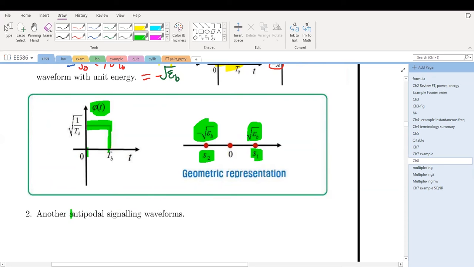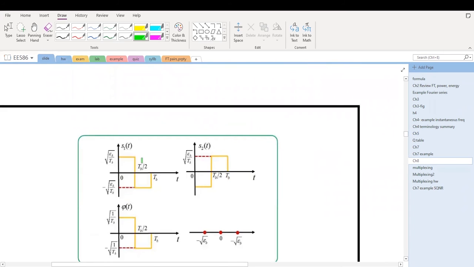Now let's look at another example for amplitude modulation. In this case, S1 has this pulse and S2 has this pulse. It's still binary pulse amplitude modulation, because you can see the amplitude, this pulse being flipped. Now let's see how we obtain the geometric representation here.